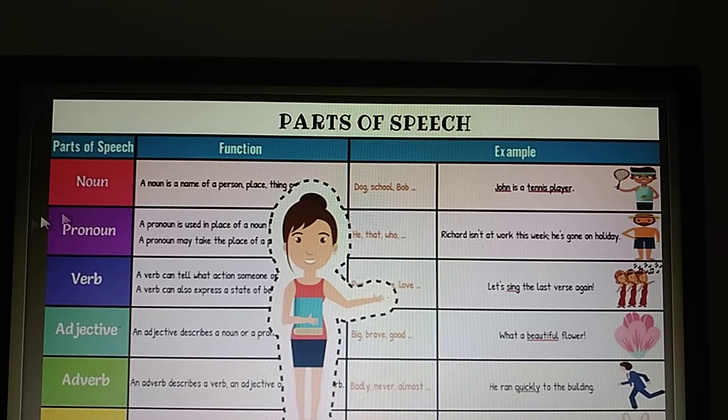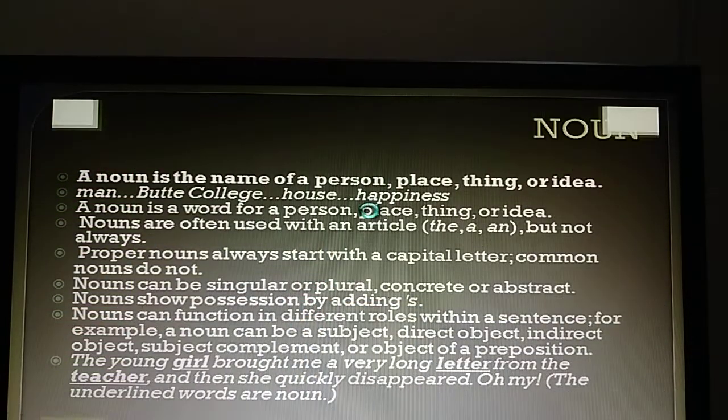A noun is a name of a person, place, thing. A pronoun is used in place of a noun. A verb can tell what action someone does, or a verb can also express a state of being. An adjective describes a noun or a pronoun. Adverb describes a verb, an adjective or another adverb. An article is a word used to limit a noun. Let us discuss each part of speech in detail.